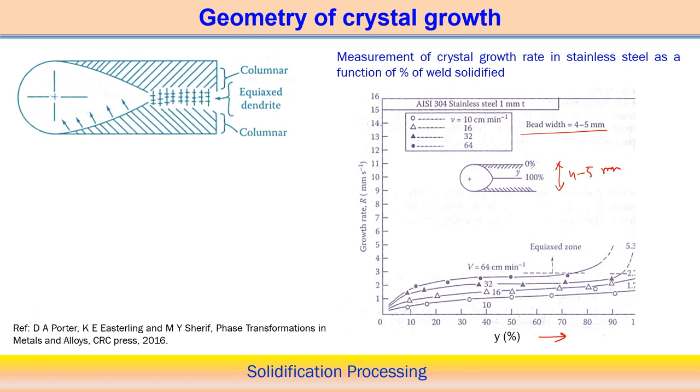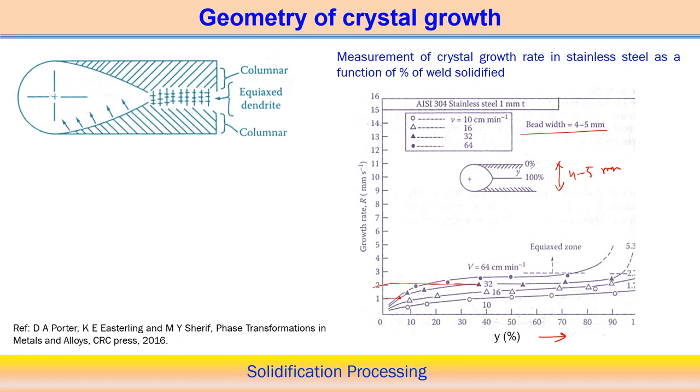And we observe that different welding speeds: 10 centimeter per minute, 16, 32 and 64. If you see that curve, the nature of the curve is almost the same. Initially, at a very initial phase, when the percentage of solidification is very low, growth rate is also low, very close to 1 or maybe less than 1. For example, the triangle, say 32 centimeter per minute, here growth rate is 1 millimeter per second. But when 40% of the part is solidified, we can expect the growth rate is around 2. So that means gradually increasing here, and it is more or less constant when a large amount is solidified.